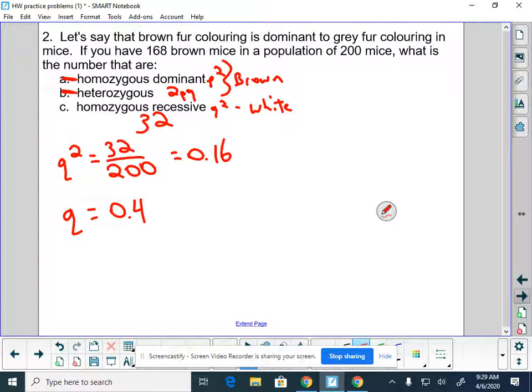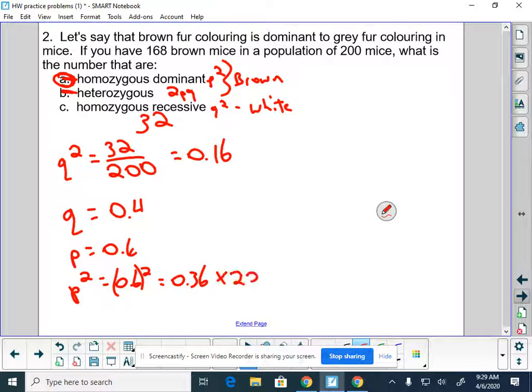P plus Q equals 1. That means P must be 0.6. And now we can just start solving. P squared for part A, homozygous dominant, is 0.6 squared, which equals 0.36. That's our frequency, but there's 200 mice. That means in total there are 72 that are homozygous dominant.